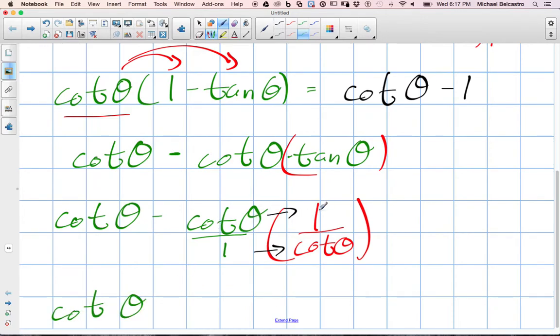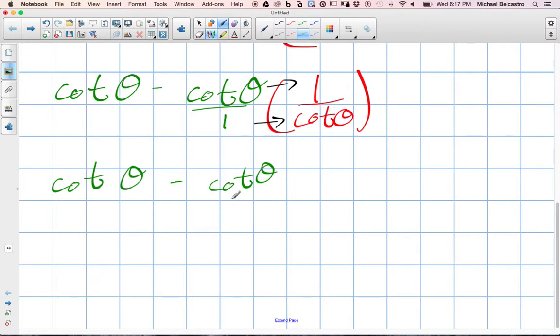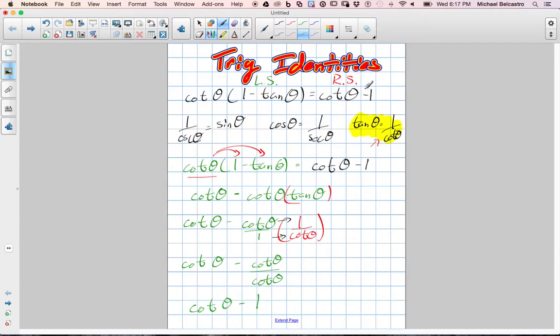So we're going to end up at cotangent theta. And what's cotangent theta times 1? Cotangent theta. And what's 1 times cotangent theta? Cotangent theta. Exact same question, right? And what is cotangent theta divided by cotangent theta? 1. So we get negative 1. And we get cotangent theta minus 1, which is exactly what our right side was, cotangent theta minus 1. Okay, so we distributed, and then we really only used one reciprocal rule. So this one was a little more straightforward.